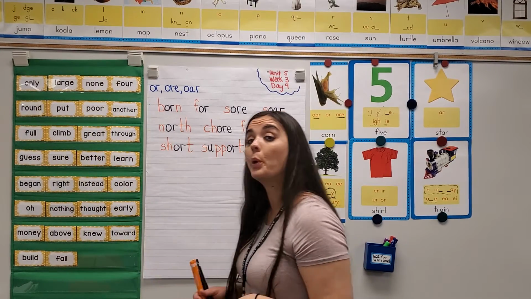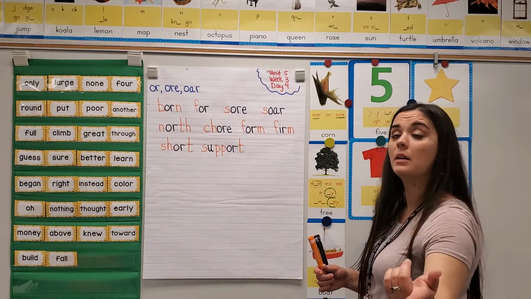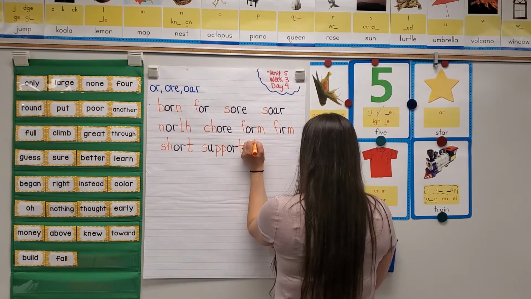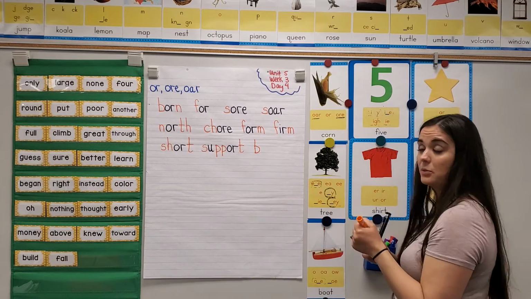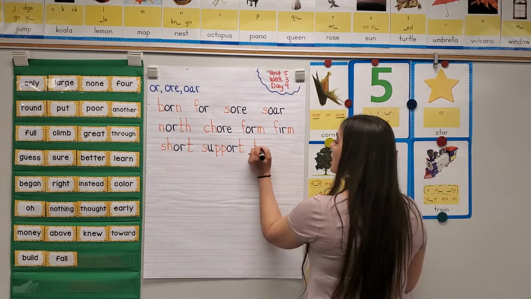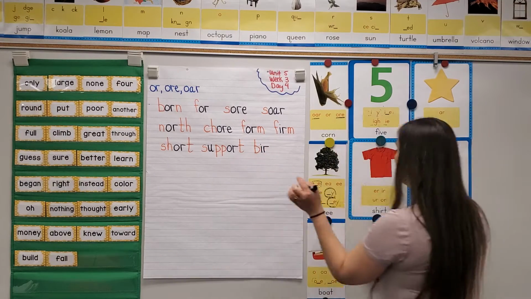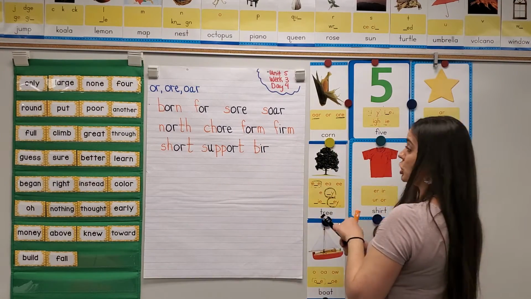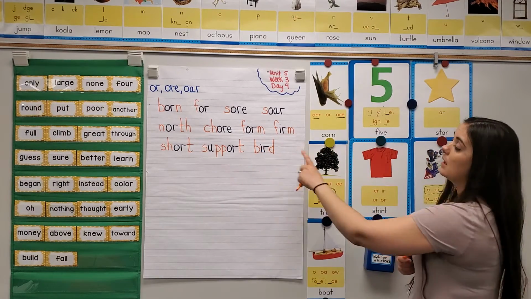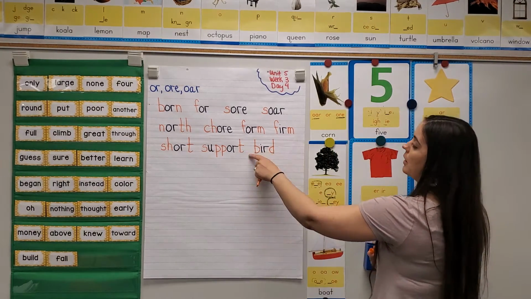Next word, bird, your turn. Bird. So this is also taken back to last week with the shirt card. B says b, IR, like the word shirt. And D says d, bird.